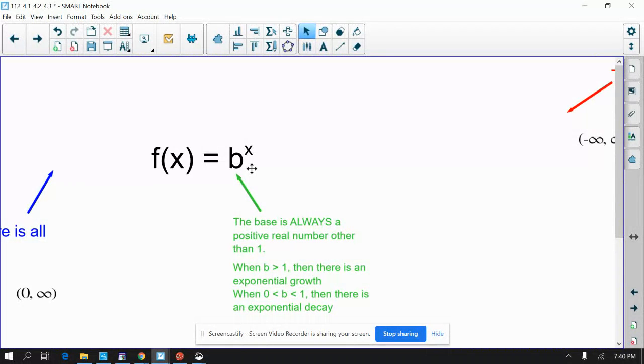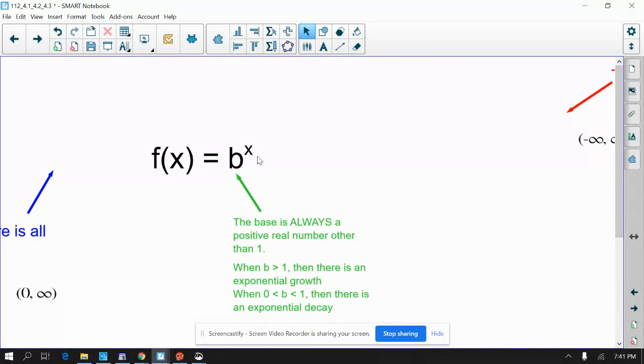If b is greater than 1, then the function is growing. The y values are getting bigger as x gets bigger. If b is under 1, but is still, of course, bigger than 0 because b has to be positive, then the y values are getting smaller as x increases. So that's called a decay.